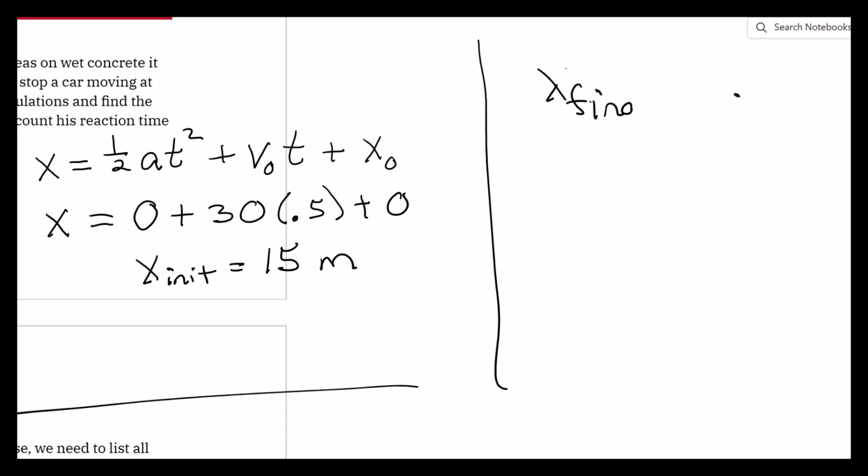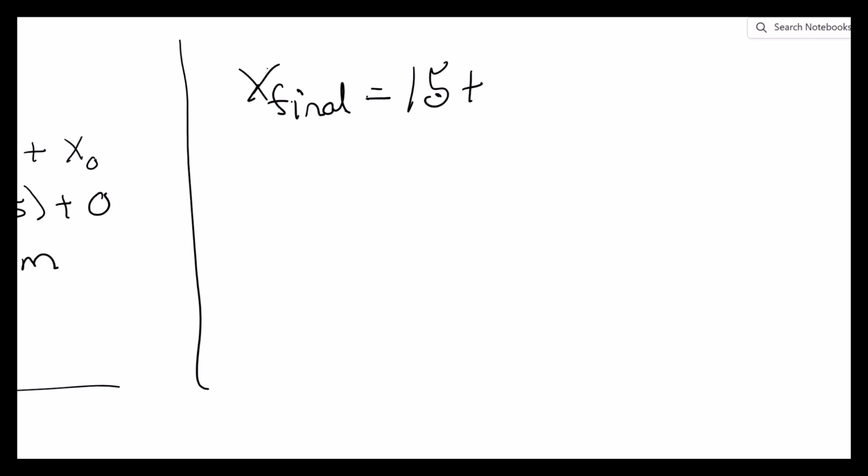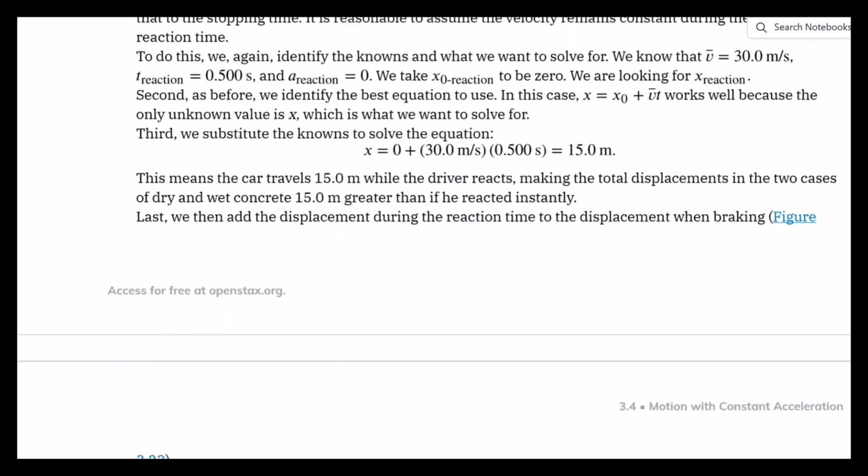So let's just say our x final is going to be his initial 15 plus the 64.3. So 79.3. And that's the total distance. And I should really label that with meters just to make sure everything is good. Yay. Okay, so that's a good start, I think. And I think 79 point whatever, is that what they got?